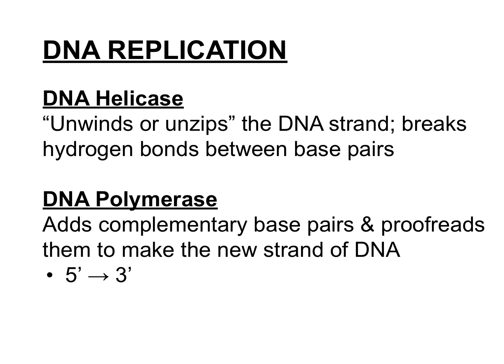All right, so here are some big players when it comes to DNA replication. DNA helicase is an enzyme that comes in and breaks the hydrogen bonds between the base pairs. We say it unwinds or unzips the DNA. Then DNA polymerase is an enzyme that comes in, adds the complementary base pairs, and proofreads the DNA. When we say complementary base pairs, we are talking about Chargaff's rule, where A pairs with T and C pairs with G.